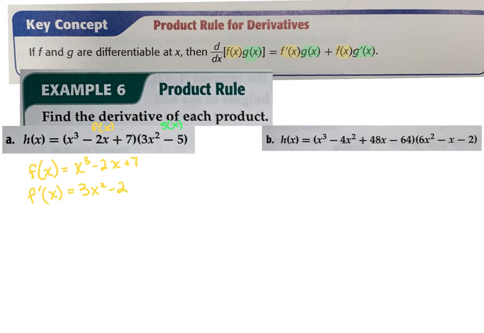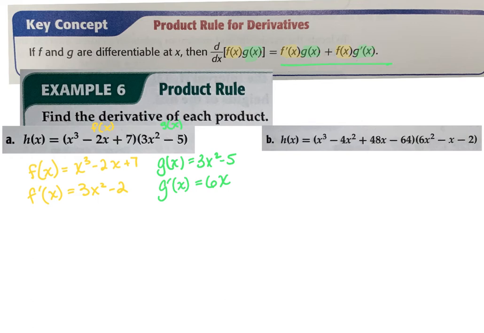Does everybody see how I did the derivative of that group? My 3 went in front, it dropped to 1. My 1 that was on my x went in front, and it dropped to 0, no x's. So this was my derivative of that little first group, what we've been doing, right? So then we're going to look at my g. My g of x is 3x squared minus 5, which means my derivative of my g of x is just 6x. So those are the pieces that I need to plug into my product formula.